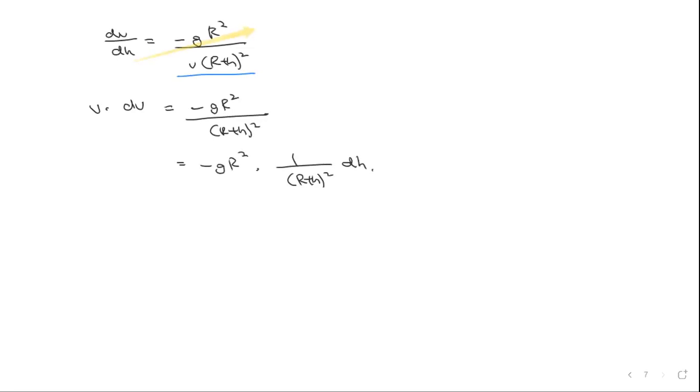So what I'm basically saying here is I've moved the dh across to the right-hand side, and I've moved the v to the left. So my left-hand side has become v dv, right? Move the v across, so v dv. And then I'm left with everything else, which is negative g r squared over, without the v, (r plus h) all squared dh. And now I can integrate both sides with respect to their respective variables.